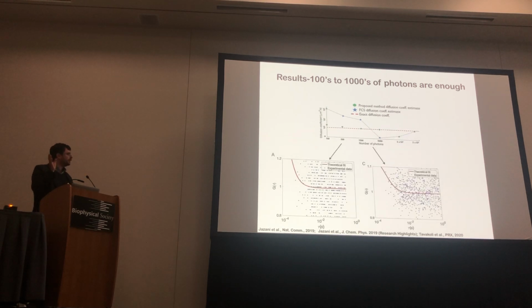By the way, this is what the correlation looks like when you have 500 photons. That's what the correlation looks like when you have 3,000 photons. It's shot noise. There's really nothing you can fit here, right? Which is why your diffusion coefficient estimate is orders of magnitude off. So it is more computationally expensive.